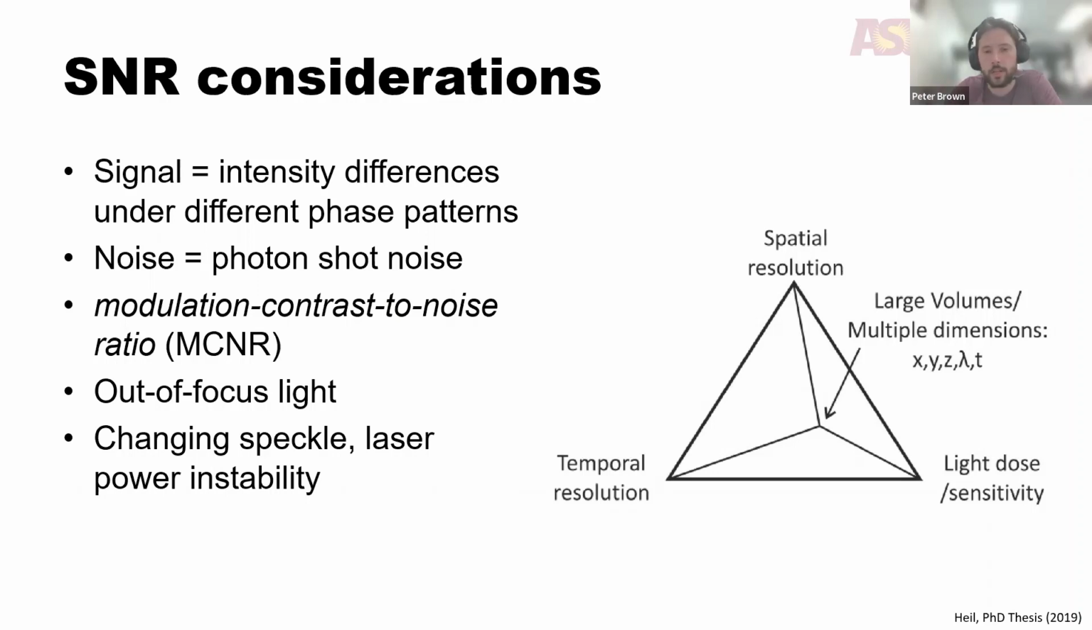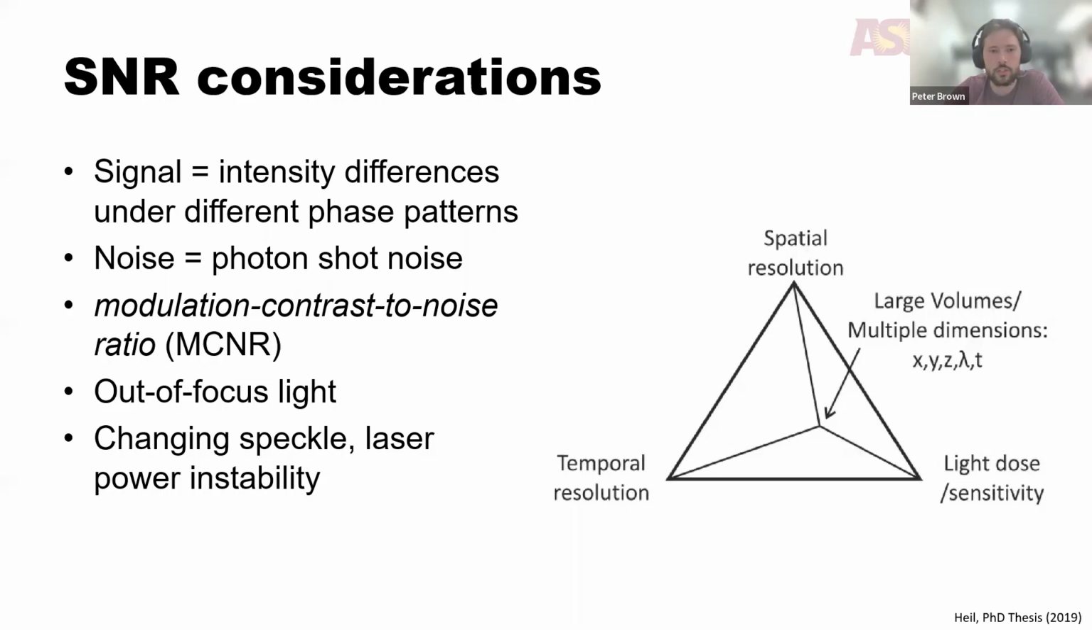So how do we think about the signal-to-noise ratio in SIM? In wide field microscopy, we're used to thinking about the signal as the number of photons that we collect, and the noise is coming from photon shot noise on the signal, as well as camera readout noise, which is typically a smaller effect.